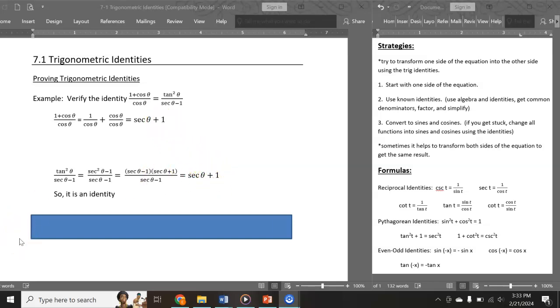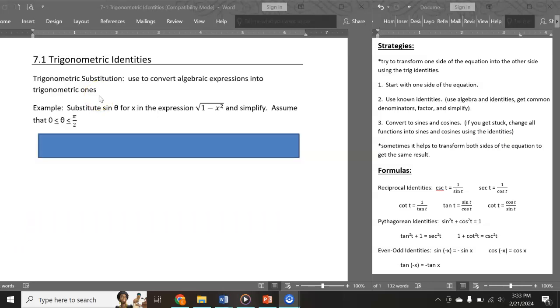Now we just have one more topic to talk about. That topic is trigonometric substitution, and it sounds really scary, but it's exactly what we've been working on for this entire lesson. What I do is I take a trig function and put it into an algebra expression, and then I simplify it. So in this example, it says to substitute sine theta for x in the expression. So I'm going to take sine theta and plug it in for x. Then I just have to simplify what's there. So let me show you what I get.